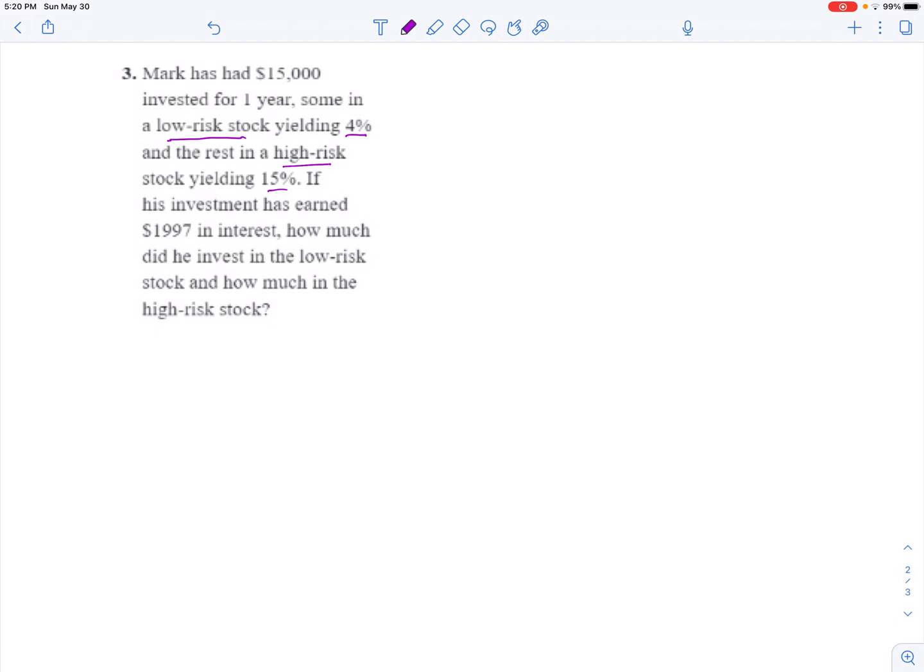So again, remember how I like to go to the question, how much at the low risk stock and how much at the high risk stock. So that tells me how to get started. So I'm going to let X represent the amount invested at 4%. Remember, that's the low risk.